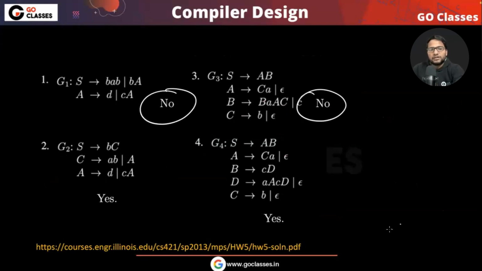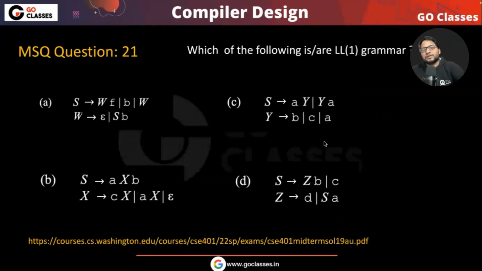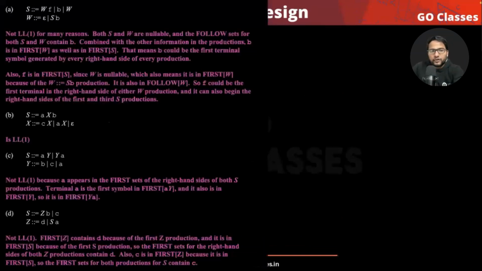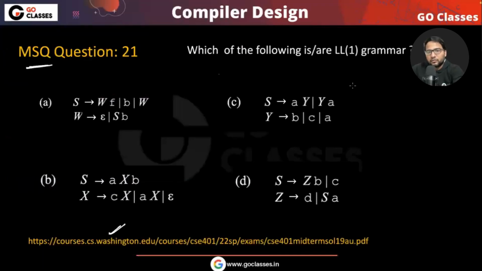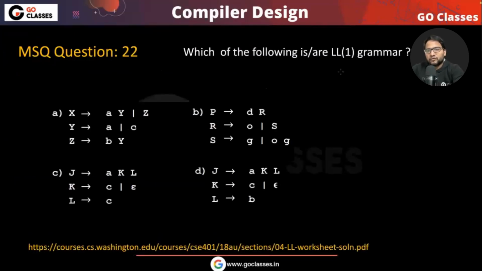Cool. Now let's just solve the next question. Can you solve this question as homework? Which of the following is LL1 grammar? This is an MSQ question. Just try to solve this as homework. I've taken this question from Washington University. The answer is on the next page. So just try it as homework. Which of the following is LL1? Can you again solve this question as homework? The answer will be on the next page. Again, this is MSQ. Don't skip these questions. Just for the sake of practice, just solve them.